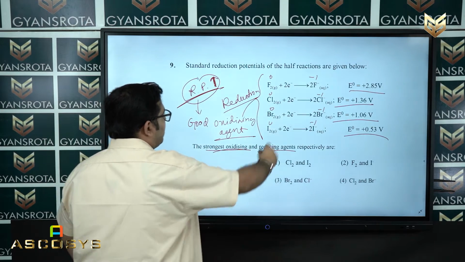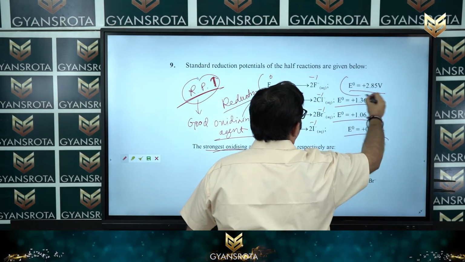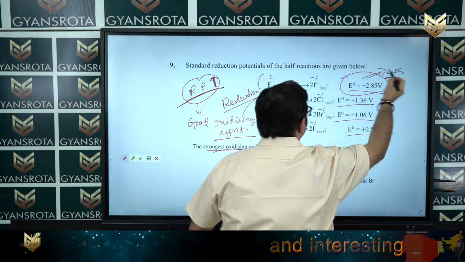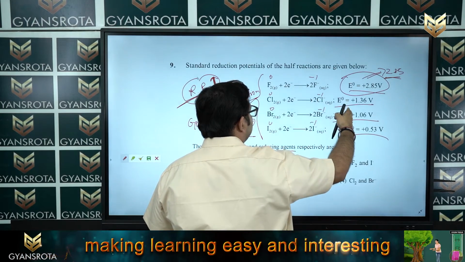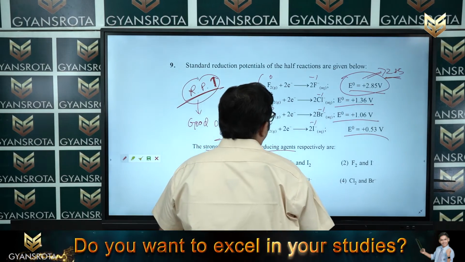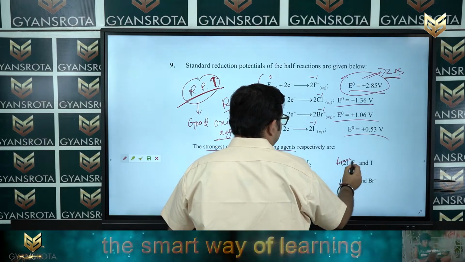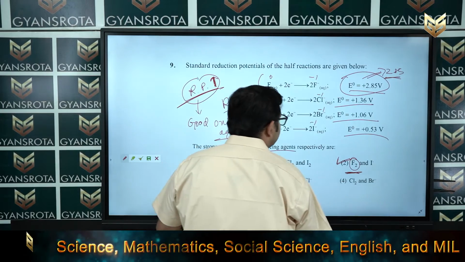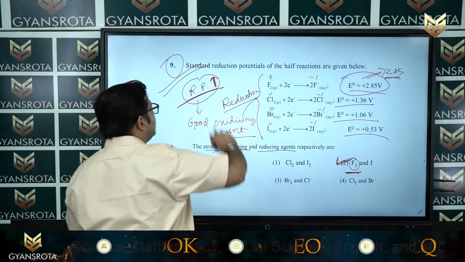Now if you see among the following who has the highest reduction potential value, that is your first option, which is 2.85. So it has the highest reduction potential, so this species undergoes reduction itself but oxidizes someone else. So it acts as a good oxidizing agent. So if you see in your options, only one option, that is option number 2, has F2 as a good oxidizing agent and I minus as your reducing agent. So option number 2 is the correct answer of your question number 9.